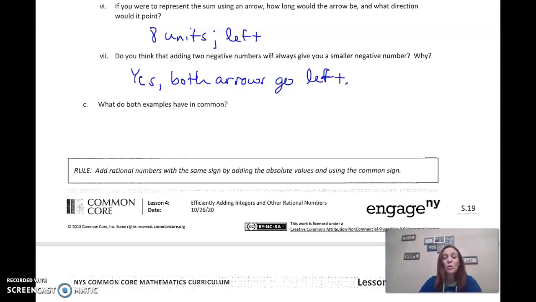Left. So what do both examples have in common? Well, if you look at, remember what you just wrote down, the questions were the same, right? So the sums are both 8 units. Maybe instead of saying that, I should say the absolute values are both 8 units because they're not 8. One's negative 8 and one's positive 8. So I'll say same absolute value. Absolute value is distance from 0.